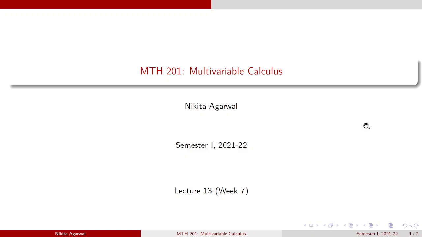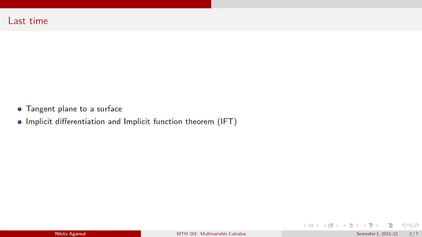Hello students, this is lecture 13 of MTH 201. In the last lecture we discussed the equation of a tangent plane to a surface at a point, implicit differentiation and the implicit function theorem. So today we are going to look at several examples of the implicit function theorem.